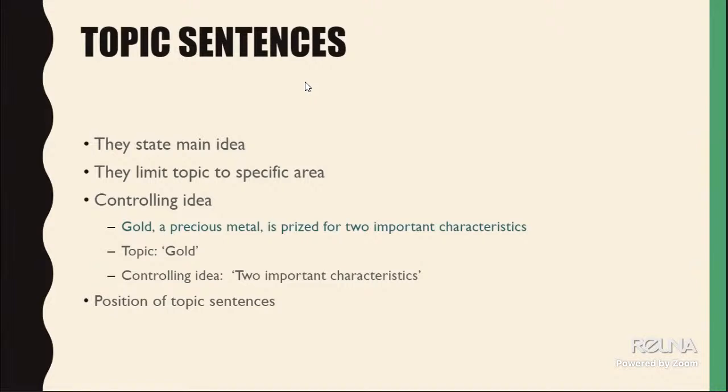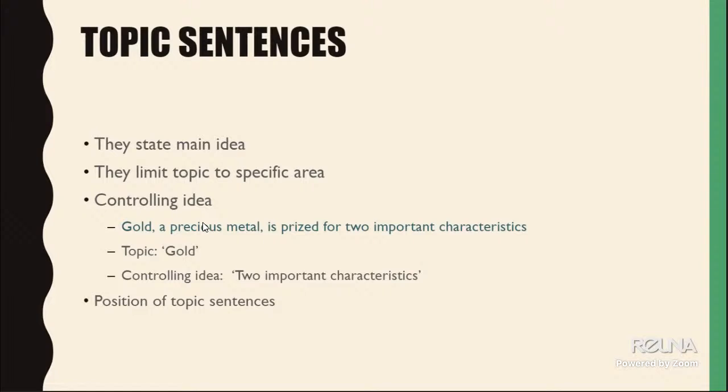So topic sentences state the main idea. We already said that. They limit the topic to a specific area. So for example, we are saying that the paragraph is about gold, and that's it. We cannot talk about silver. We can't talk about iron. We can't talk about anything else. We're going to deal with gold.